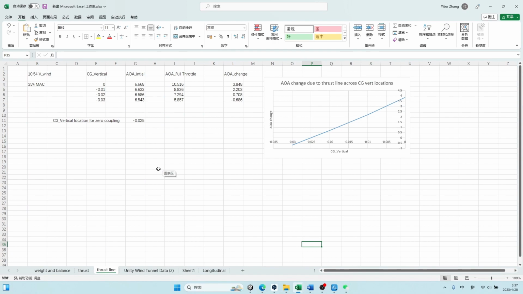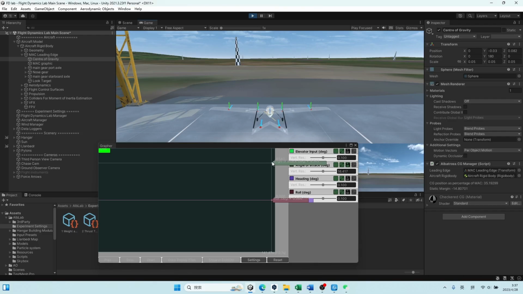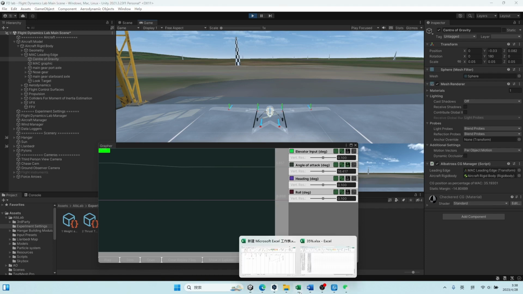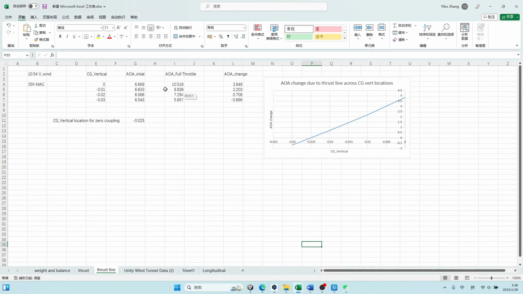For the thrust line, we need to find the relationship between the CG vertical location and the angle of attack change. We can see the Unity. Now this is the initial angle of attack. When I fully throttle, we can get the final angle of attack. It's like this one, with the thruster fully on. Now we can find the CG vertical location for zero pitching moment is minus 0.025.